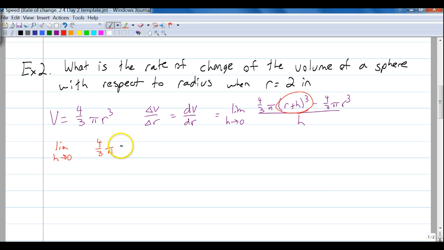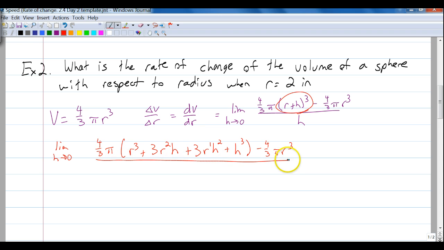4/3 pi, and then this becomes r cubed plus the number from Pascal's triangle, or 3 choose 1, which would be 3, and then r goes down a power, h goes up a power. We have another 3, r goes down a power, h goes up a power, and then it goes back to 1, and then h goes up a power, r goes away. Minus 4/3 pi r cubed all over h.